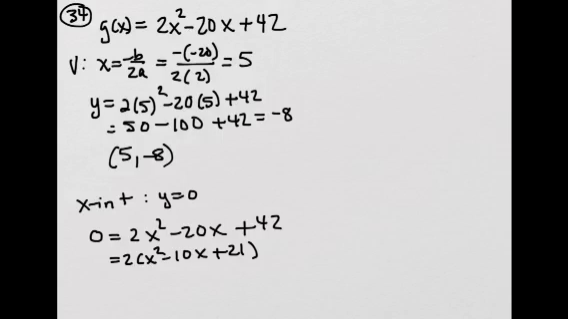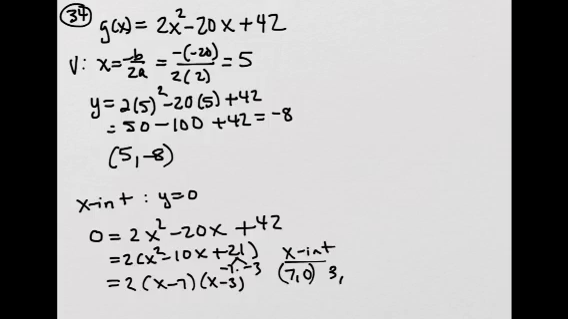So then you ask yourself, what are factors of 21 that add up to negative 10? And that would be negative 7 and negative 3. So x minus 7, x minus 3, which means that the x-intercepts are 7, 0, and 3, 0. That's what makes each of these factors a 0, right? So 7 and 3. So these are your x-intercepts.